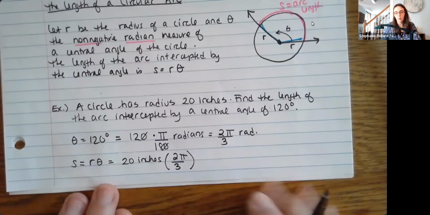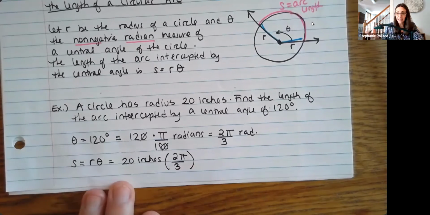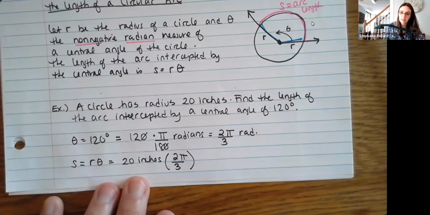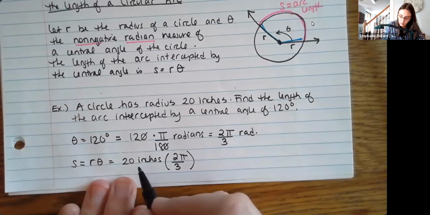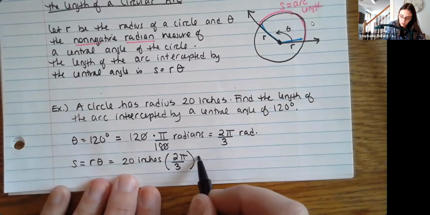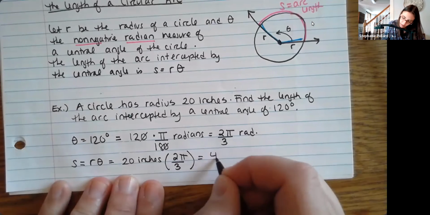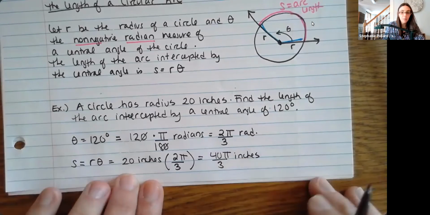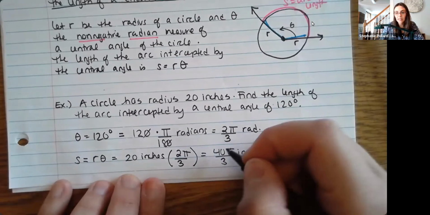And you don't need the radians anymore. Your final answer will actually be in inches. So whatever that radius is, that will be your units. If it was feet, it would be feet, etc. Here, I don't really have much simplifying to do. I can multiply straight across. So I have 40 pi over 3 inches. Now, that would be the exact answer. So if you need something exact, that would be it.